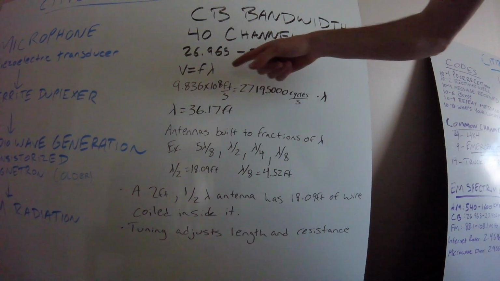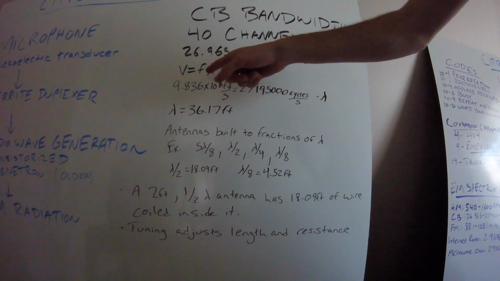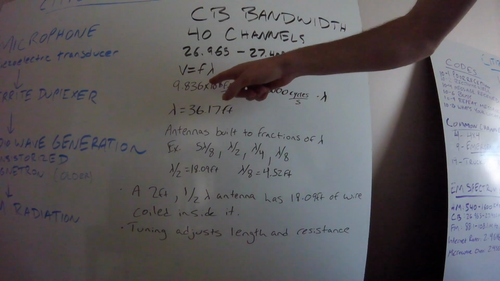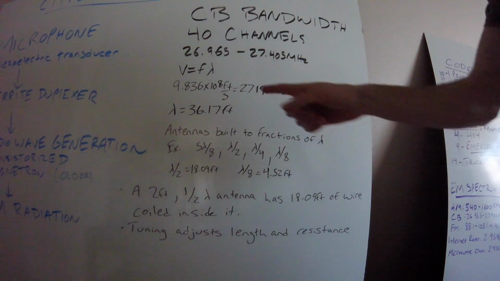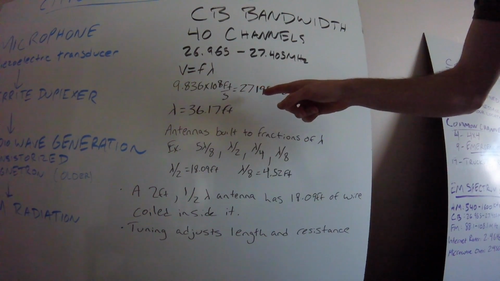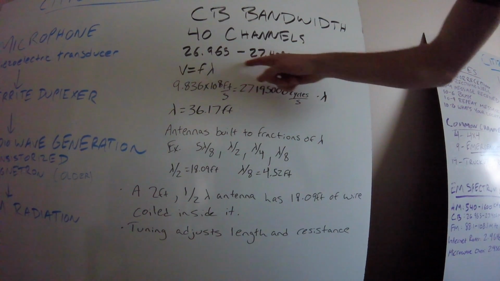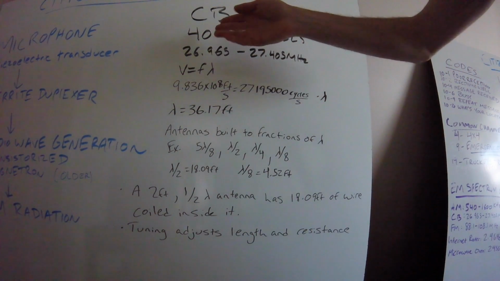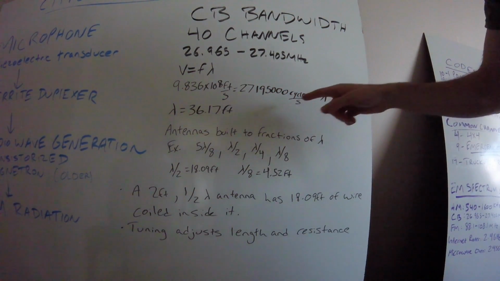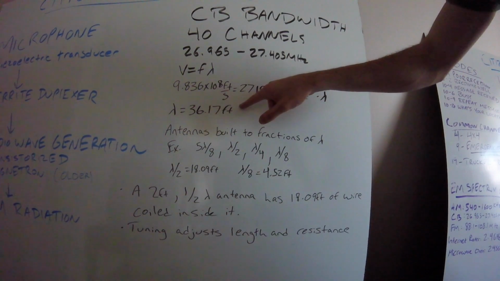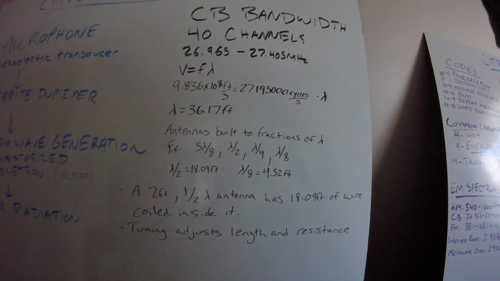So going into the equation, velocity equals frequency times wavelength. This velocity is the speed of light in feet per second, so that's 9.83 times 10 to the 8th. It should be equal to this frequency, which I just chose in the middle of this range, about what would be channel 20 maybe. So 27.195 megahertz times wavelength, we get a wavelength of 36.17 feet. This is going to come up later, this is going to be important.